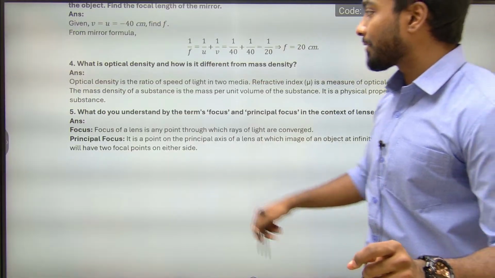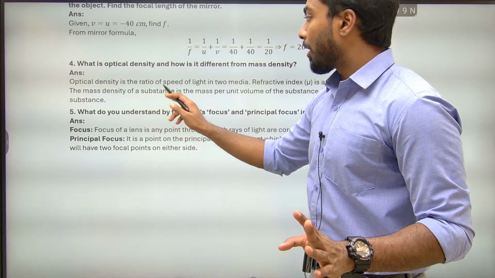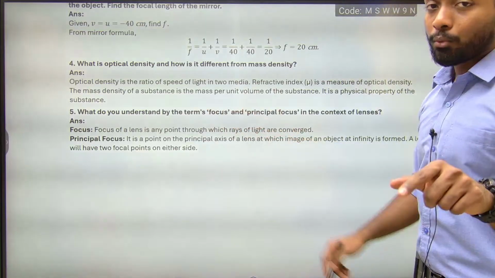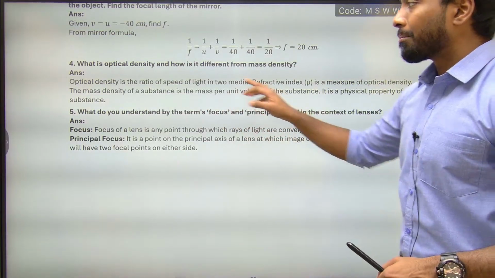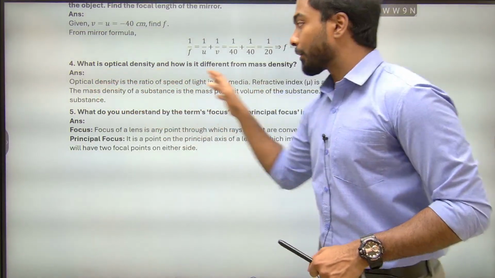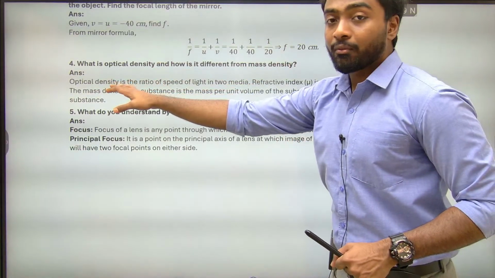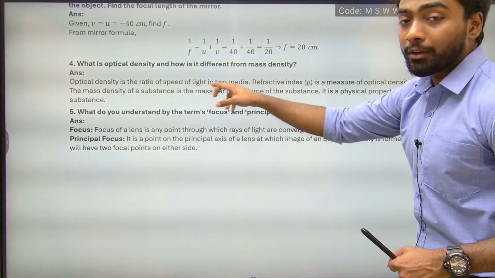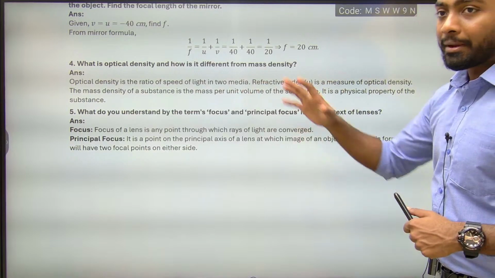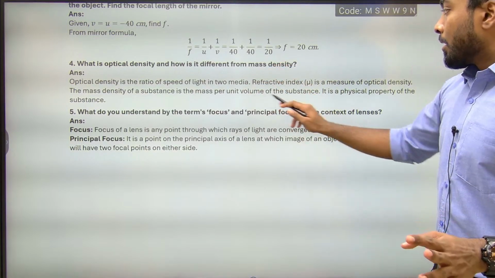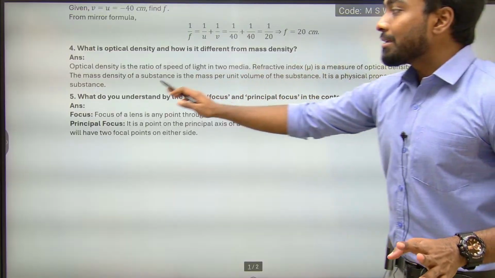What about mass density? Mass density of a substance is the mass per unit volume. Mass density is nothing but mass per unit volume. And optical density, what we are talking about, is the ratio of the speed of light in two media. Okay, in a medium we are talking. And it is a physical property of the substance.